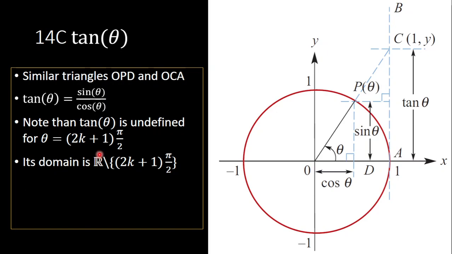So the domain is R backslash, curly brackets to define the set, and bracket 2k plus 1 times pi on 2. And that's it for tangent.